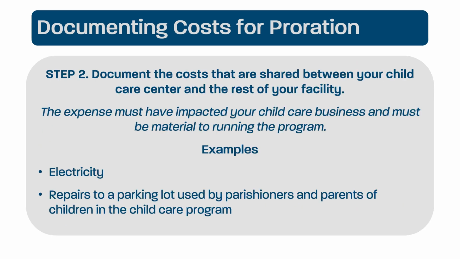Step 2. Document costs that are shared between your childcare center and the rest of your facility. Calculating shared expenses can get a bit trickier, but doing so is worthwhile to your bottom line. To be allocated to your childcare business, the expense must have impacted your childcare program in some way. The cost also must be considered reasonable and necessary to operate the childcare business. Take, for example, electricity. It's obviously needed to run the business and, as such, is considered an allocable expense, but because it's used by the entire facility, it's a shared expense.